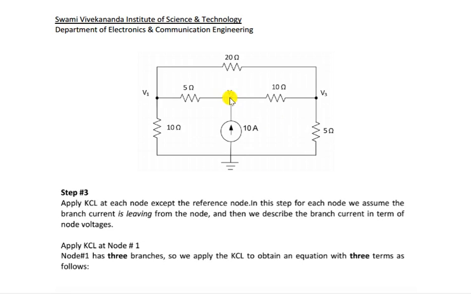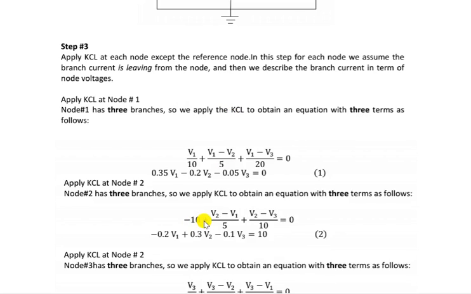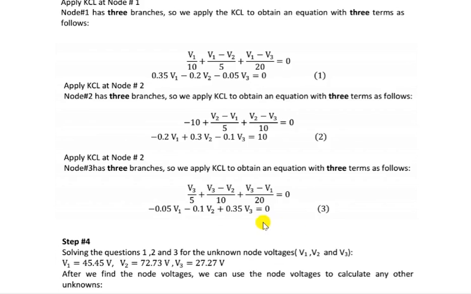So in that case, what can we write? V2 minus V1 divided by 5, so this is a leaving current. V2 minus V3 divided by 10, leaving current, so the entering current should be negative. So minus 10 plus V2 minus V1 by 5 plus V2 minus V3 divided by 10. So you get the second equation.